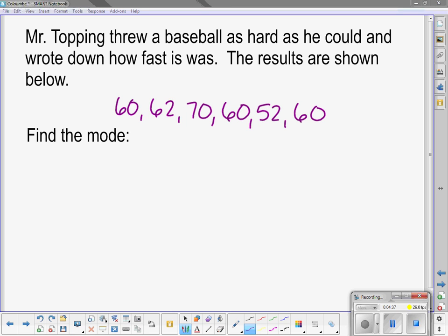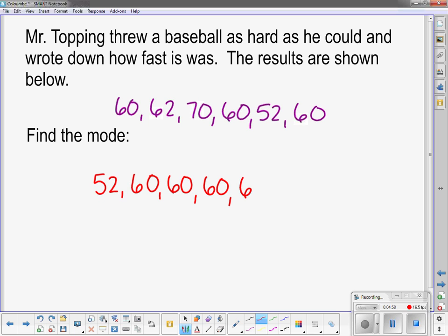Here I've changed the numbers from the old numbers that didn't have any that repeated to a new set of data items. And in this case, I'm going to start over again and write the numbers in numerical order. 52, 60, 60, 60, 62, and 70. In this list, do I see numbers that repeat more than the rest? Well, I see 60 written 3 times. 52 is only written once. 62 is only written once. And 70 is only written once. So that means the mode is 60.